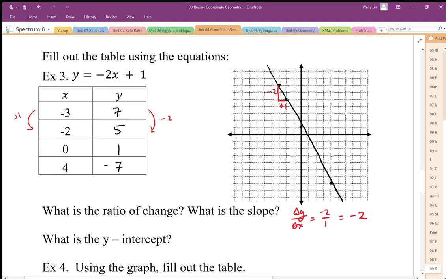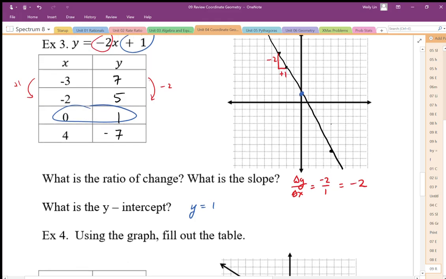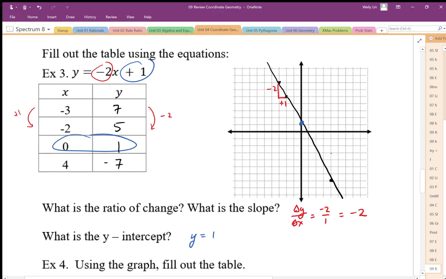So as a one number slope, it's equal to -2. The y-intercept is going to show up as x equals 0. So y-intercept is y equals 1. It shows up on my graph there, shows up on my table. It also shows up there, just like the slope shows up in the equation. So these are things I want you to connect to each other.